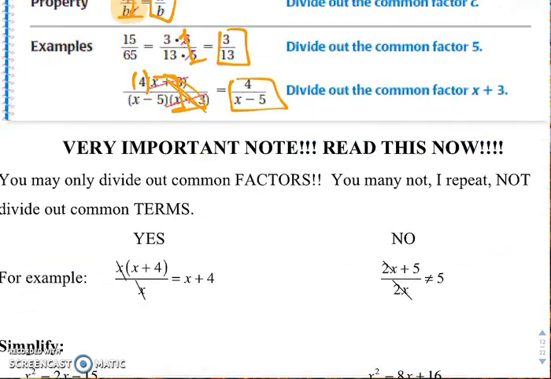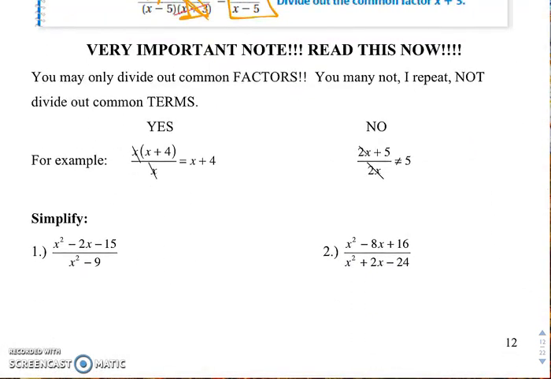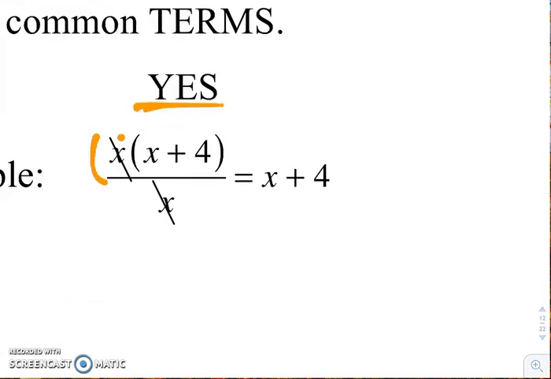Down below, that's what this is talking about. It's very important that you cancel out factors and not terms. In your first example, where it says yes, you can cancel these, that's because it's x times x plus 4. X is a factor, x plus 4 is a factor, because those are the two things being multiplied together. It's not x times 4. X plus 4 is together. It needs to stay as one factor. So the only thing that would cancel here are the x's, and you would be left with x plus 4.